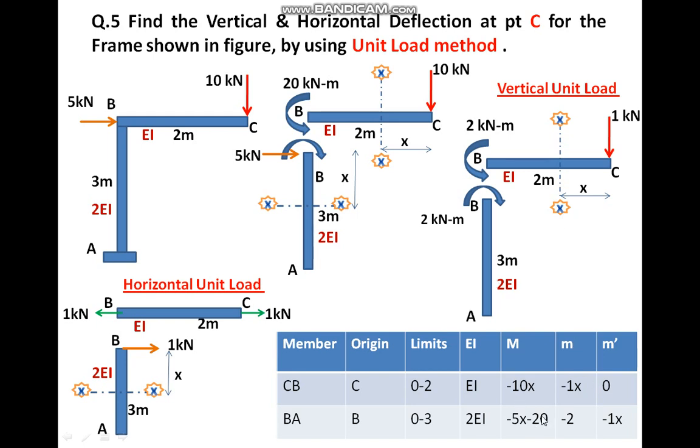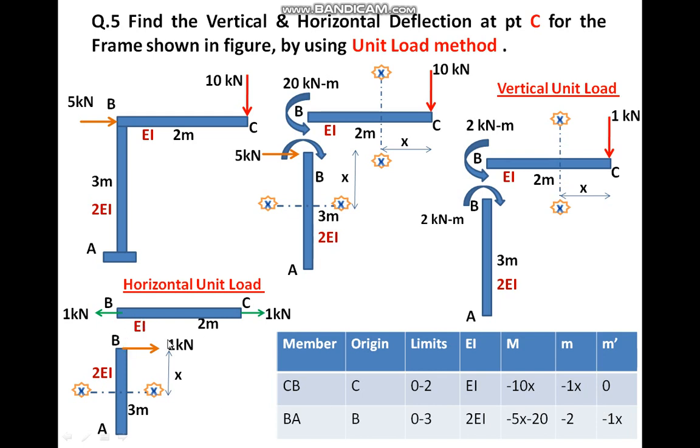Okay, so you understand this one: 10 is clockwise, 10 into x, so minus 10x. In the B to A member, the 5 kilonewton is also rotating clockwise, 5 into x, so minus 5x. Another one, 20 kilonewton meter, is also clockwise, so minus 20, for capital M. Small m is the vertical unit load moment. 1 is rotating clockwise, 1 into x, so minus 1 into x. In B to A, the 2 kilonewton meter is clockwise, so you write minus 2.